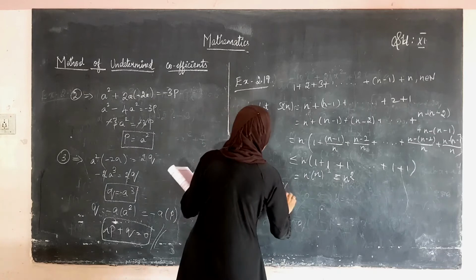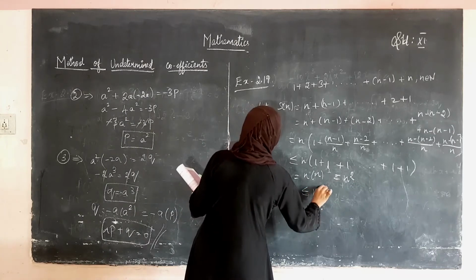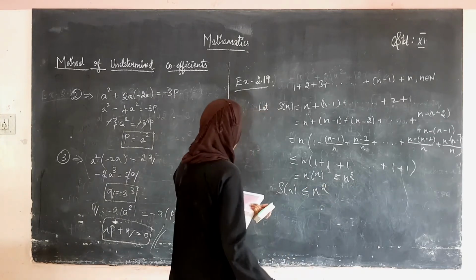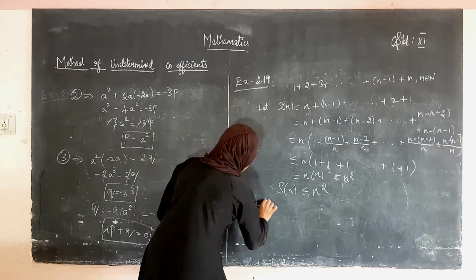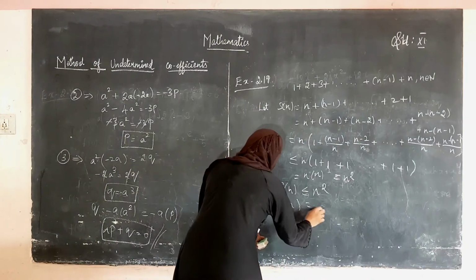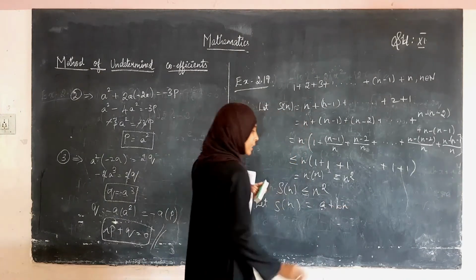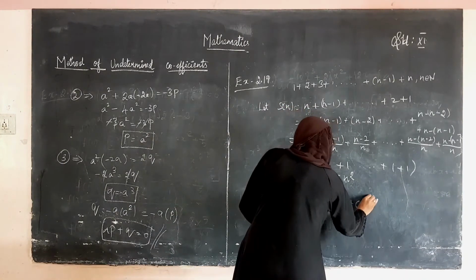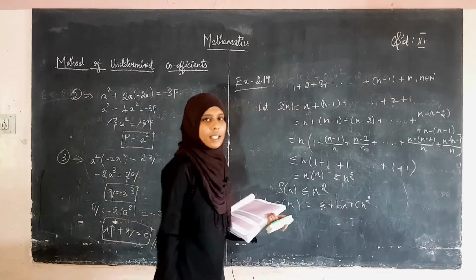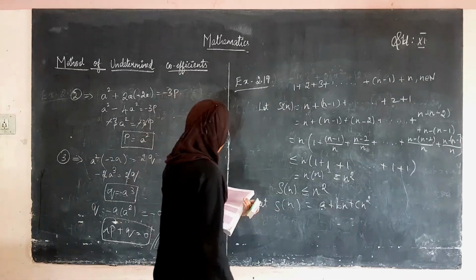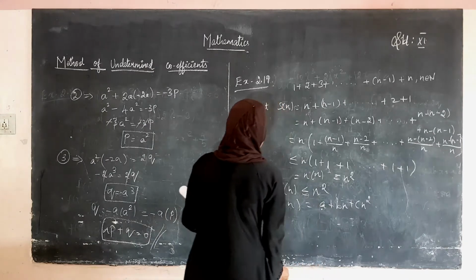Therefore, what happens? S of n is less than or equal to n squared. Now, let us take S of n as a quadratic polynomial (a plus bn plus c) into n square, where a, b, c are real numbers, that is coefficients. Okay. Now, what happens here?